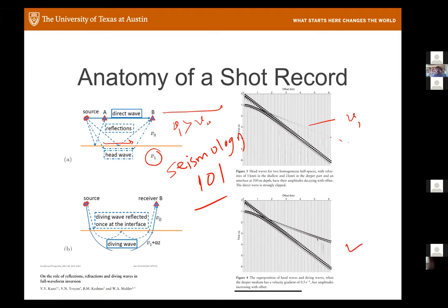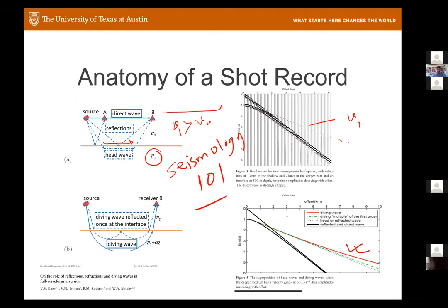And now this is a seismogram. This is a seismic record that has the direct wave, and this has the reflection, and this has both head wave and the turning rays. So when I combine these two and trace the travel time, what you see here is that your diving waves and the multiply reflected diving waves and the head waves are so close together.